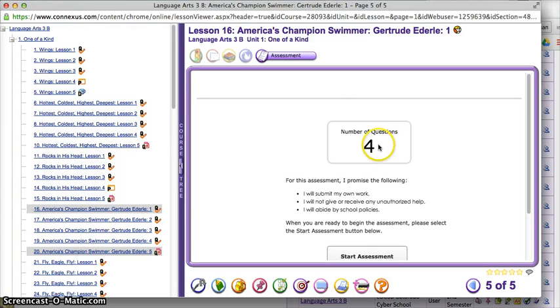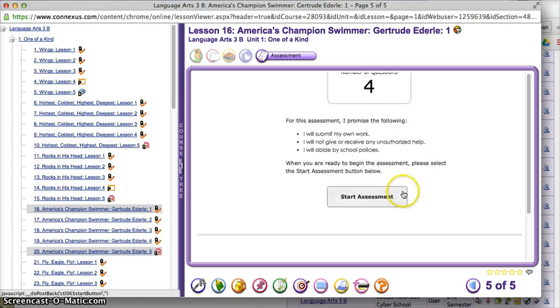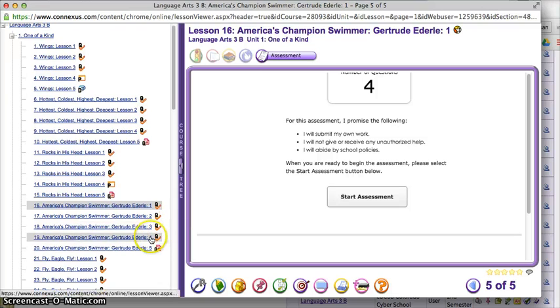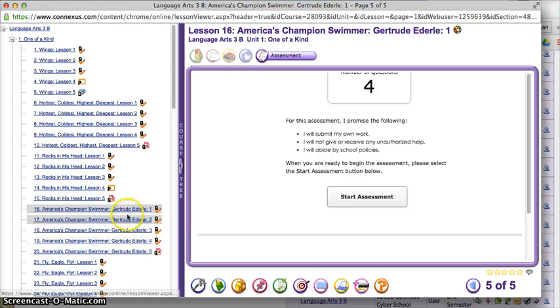In this case, the assessment is a quiz. This one has 4 questions. The quizzes are either multiple choice or sometimes short answer, and the short answer questions are worth anywhere from 2 to 10 points depending on the question. So that's an example of what the quiz would look like. All of these that have a Q and a check mark would be a quick check.